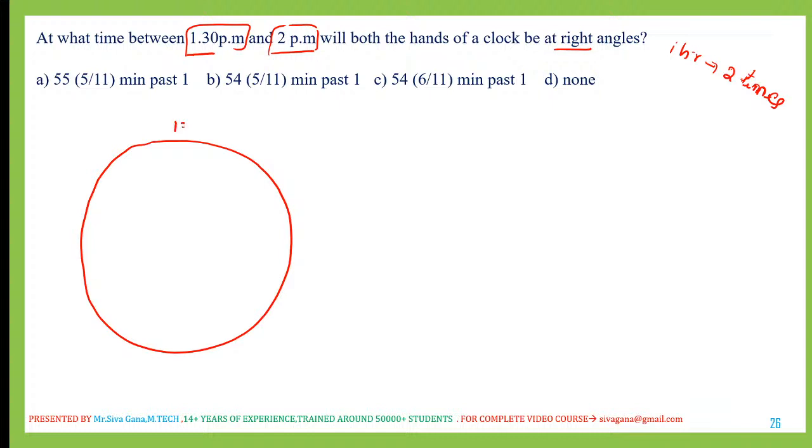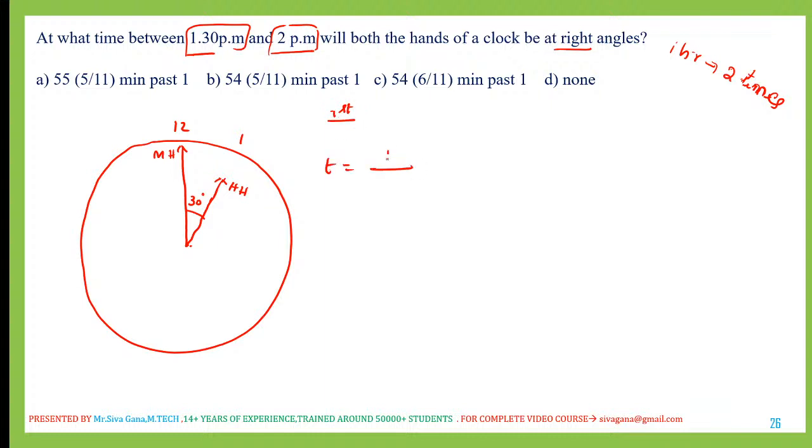So I am drawing a clock which represents 1 o'clock. This is the minute hand and this is the hour hand. The angle between them is 30 degrees. Now see, my dear viewers, we need a right angle. So for the first time the right angle happens, we need the time, right?